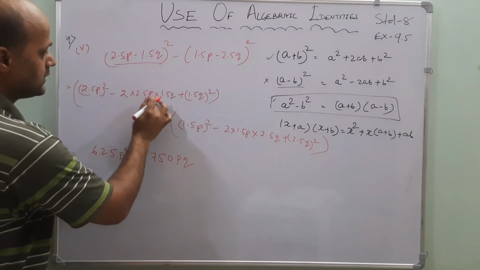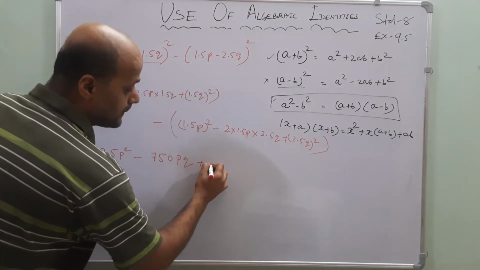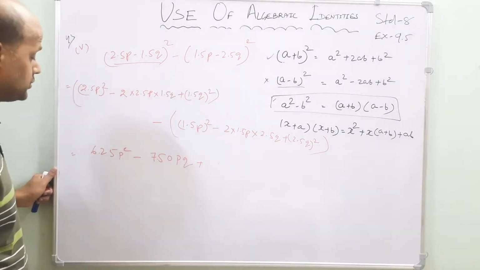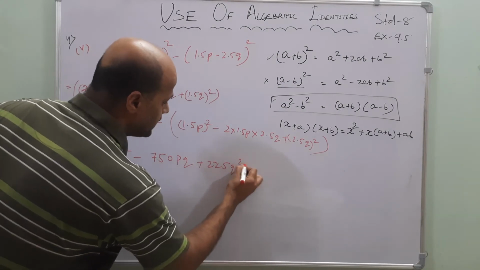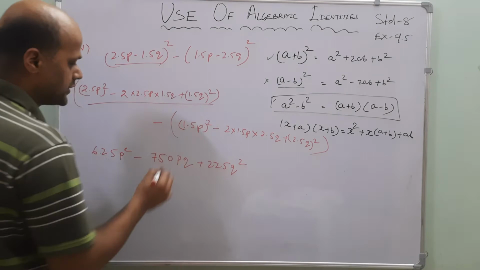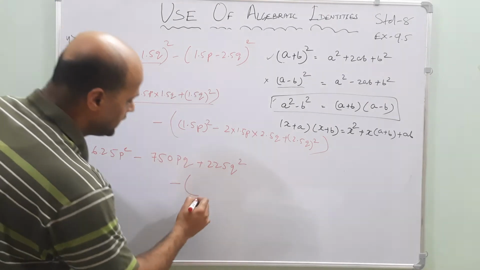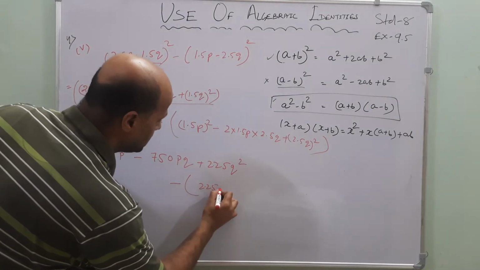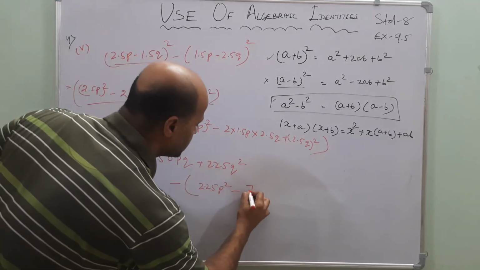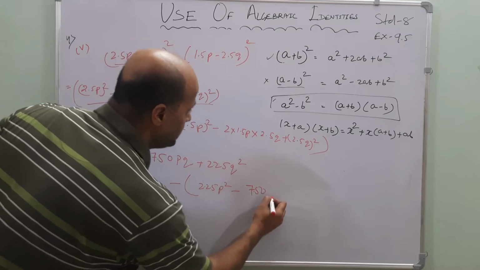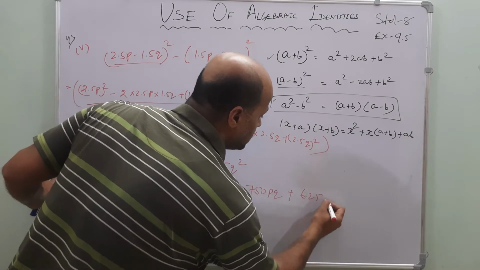What about the decimal? Two decimals are there. Put your decimal. Okay, plus... tell me, it is 225. 15 square is 225 or not? Q square. This one is over. Now go for this one. Put your minus because minus is there in between them. Okay, so here 225 p square minus, both of the cases are 750, so put here 7.50 pq, okay, plus 6.25 q square.